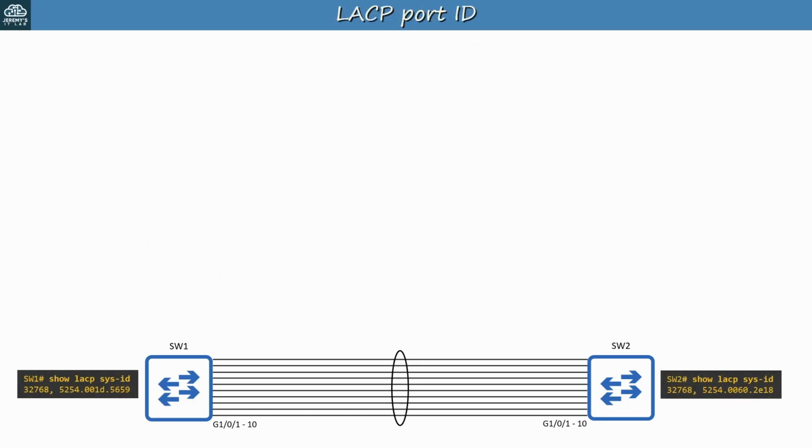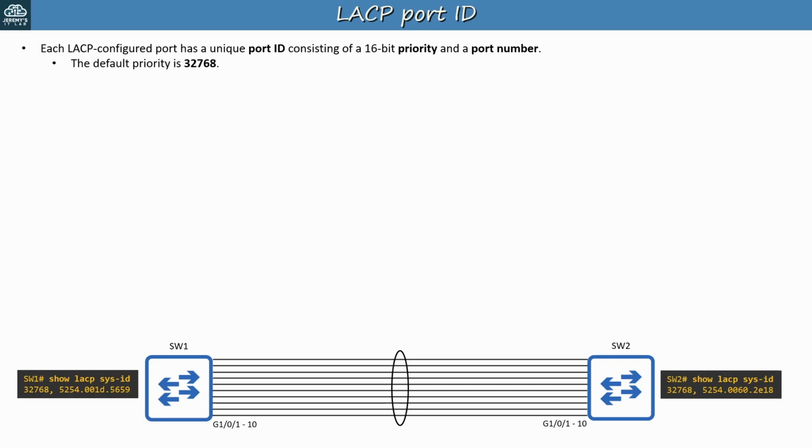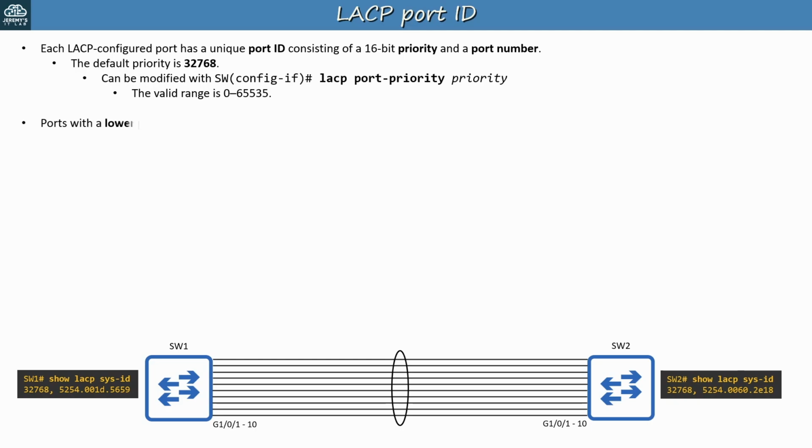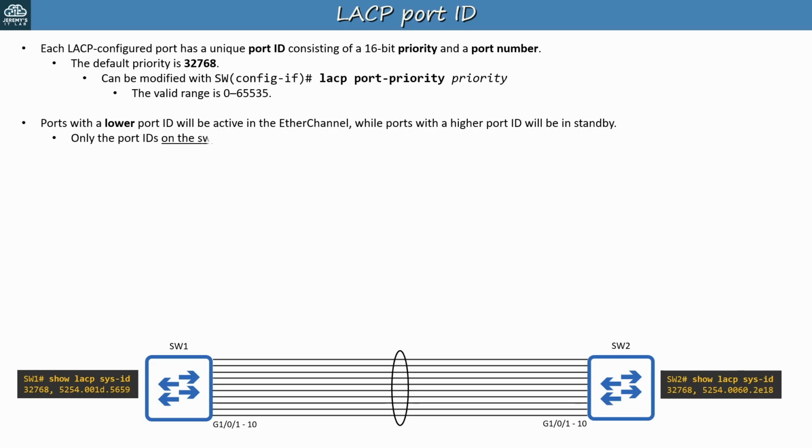So let's cover the port ID. Each LACP configured port has a unique port ID consisting of a 16-bit priority and a port number. Like the system priority, the default priority is 32768. It can be modified on each interface with the command lacp port-priority. And the valid range for the priority is 0 to 65535. Like the system ID, a lower value is preferred. Ports with a lower port ID will be active in the EtherChannel, while ports with a higher port ID will be in standby. But only the port IDs on the switch with the lowest system ID are significant.